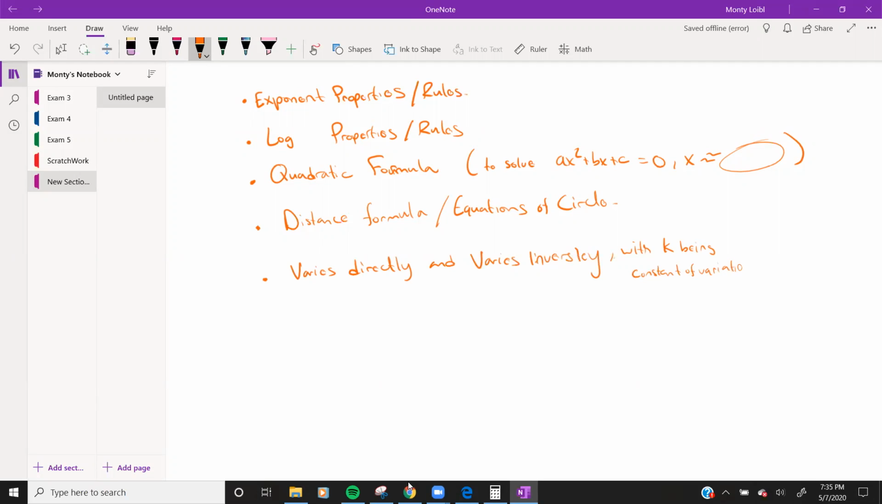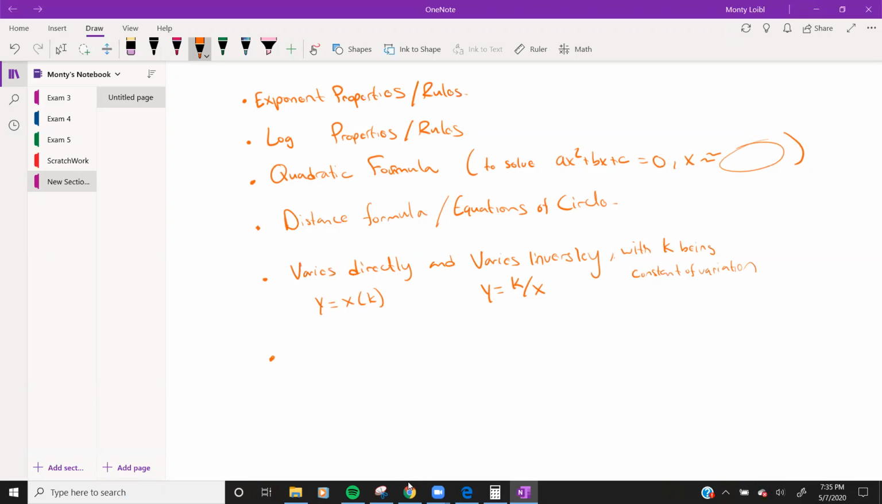right? And just to refresh your memory on these, when x varies directly with y, you would have y is equal to x times k. Varies inversely is similar, so it's y is equal to k divided by x. And that is one of the last problems on your review that's posted. What other ones would there be?